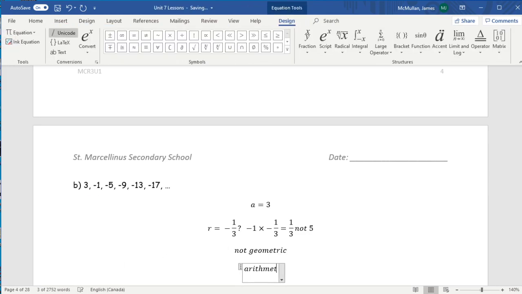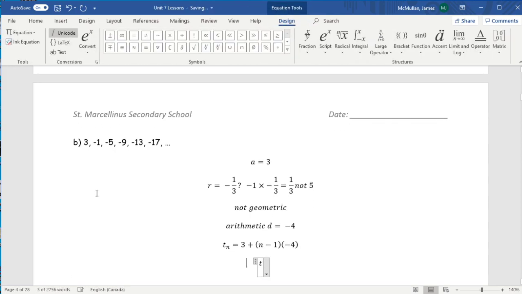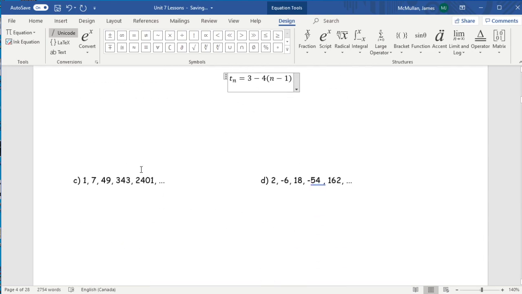Okay, this is arithmetic again, and D is equal to negative 4. I'm counting down by 4 every time. So the general term is simply A plus n minus 1 times negative 4. Again, you can clean this up if you like. Tn is equal to 3 minus 4 times n minus 1. Something like that would be fine. You can also expand it into the bracket if you want. It doesn't make a difference.